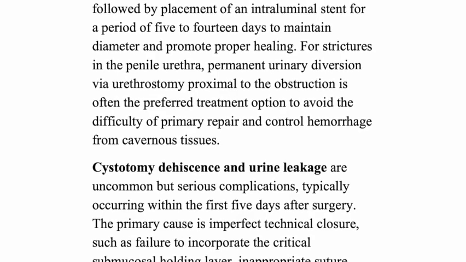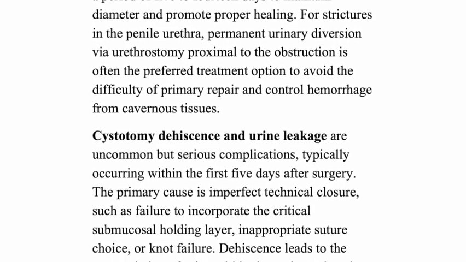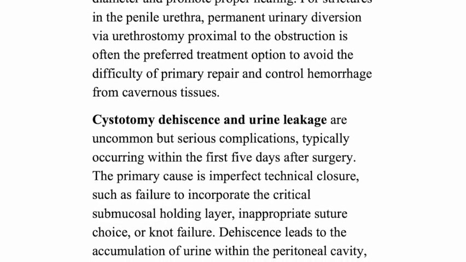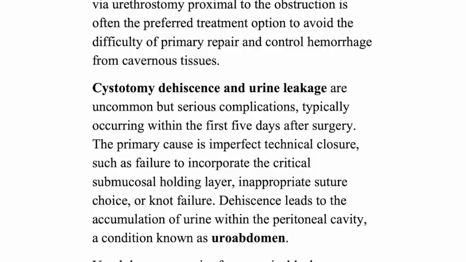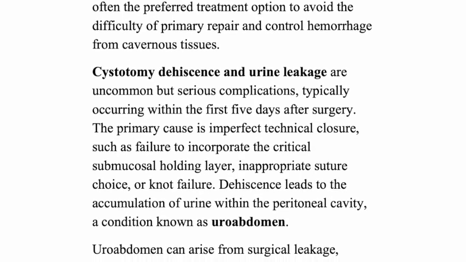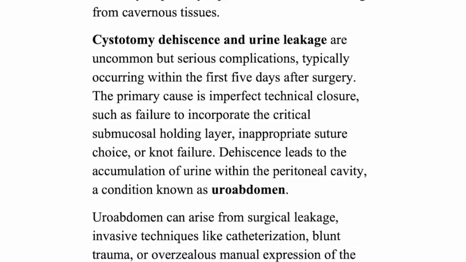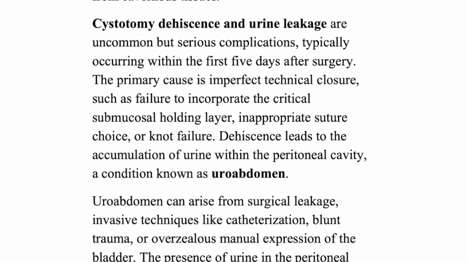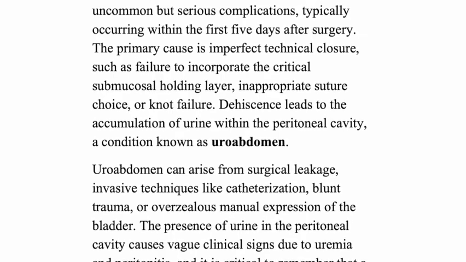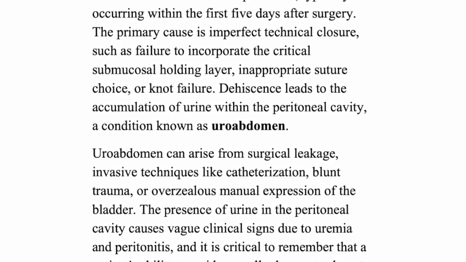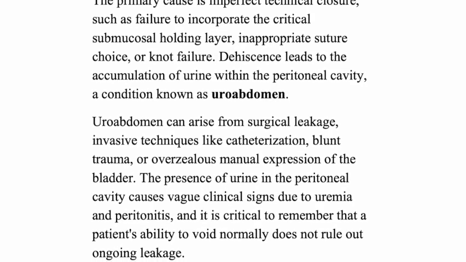Cystotomy dehiscence and urine leakage are uncommon but serious complications, typically occurring within the first 5 days after surgery. The primary cause is imperfect technical closure, such as failure to incorporate the critical submucosal holding layer, inappropriate suture choice, or suture failure. Dehiscence leads to the accumulation of urine within the peritoneal cavity, a condition known as uroabdomen. Uroabdomen can arise from surgical leakage, invasive techniques like catheterization, blunt trauma, or overzealous manual expression of the bladder.